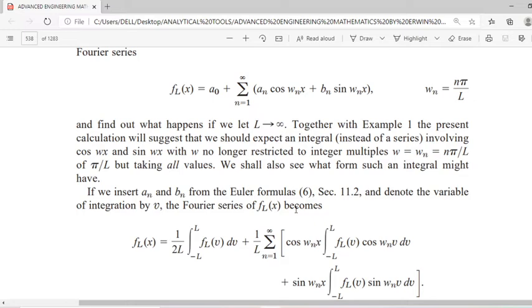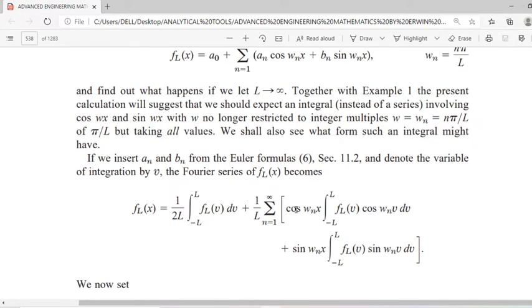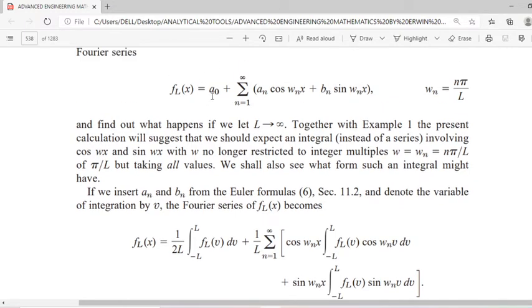Now let us integrate that function from minus L to L. fL of x equal to, this is actually from the previous section we can see that a naught is nothing but A naught will be 1 by 2L into integral minus L to L fL of v dv.